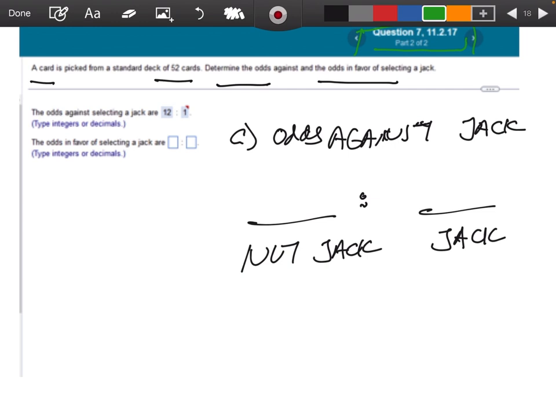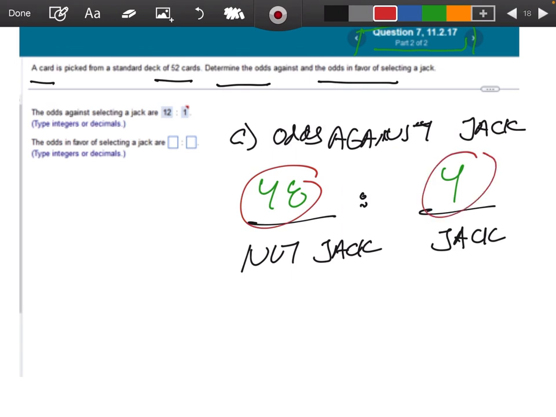Okay, so y'all, what I'm going to do is I'm going to come back over here. Not jacks, we said that number was 48. We said this number was 4. Now what we can do also, y'all, we can divide both those numbers by 4. So when I divide 48 by 4, that's going to give me 12. When I divide 4 by 4, that's going to give me 1.